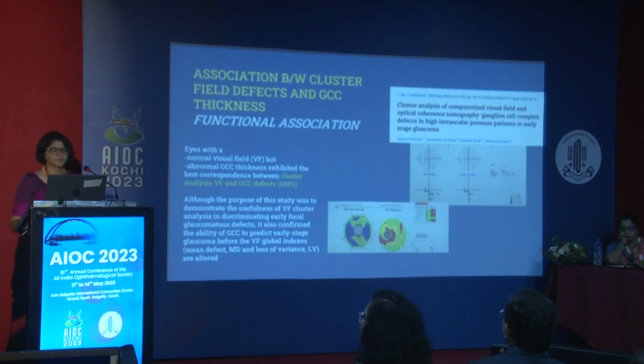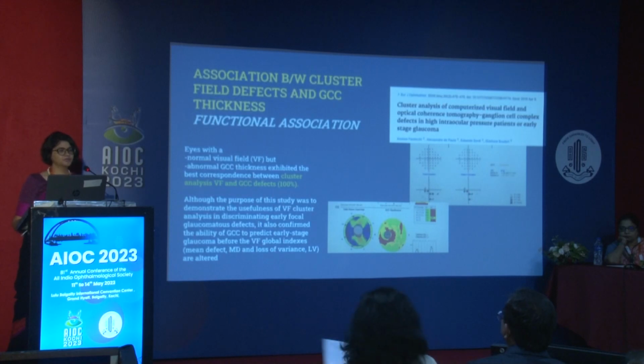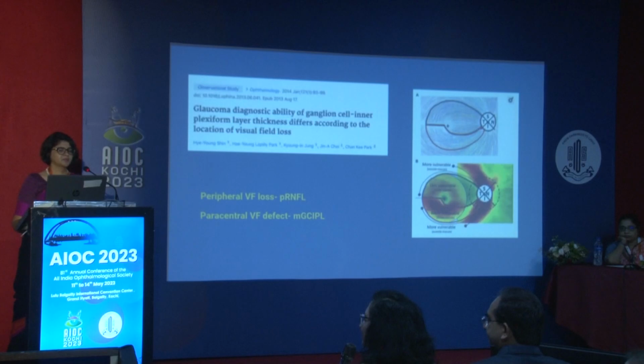A study done by Perdici et al. has shown that if you have an abnormal GCC, very often you have a very good correspondence with a cluster field effect. The field GHT might be showing normal or borderline, but if you have a cluster field effect and an associated GCC defect, then the possibility of glaucoma is higher. And so this confirmed the ability of GCC to predict early stage glaucoma before the visual field global indices are altered. So if your GCC in the macula is affected, you must go for a 10-2 visual field test.